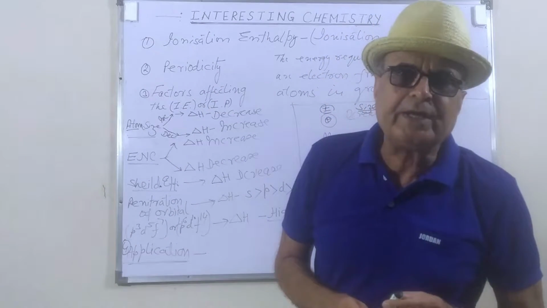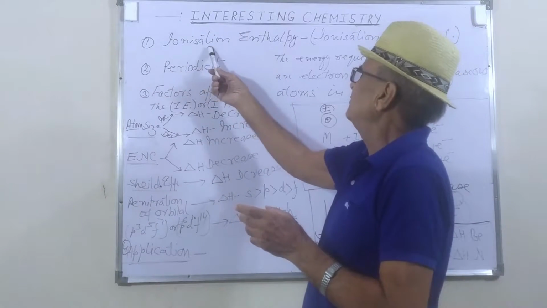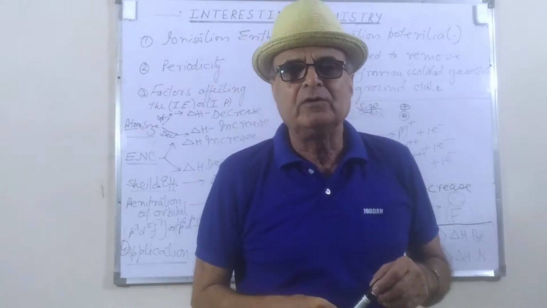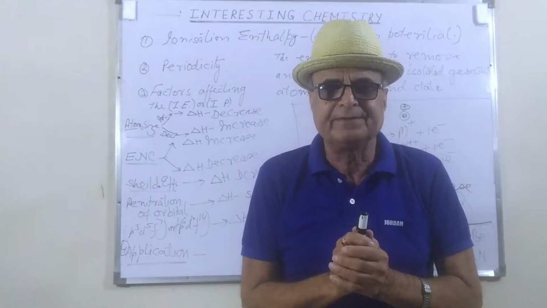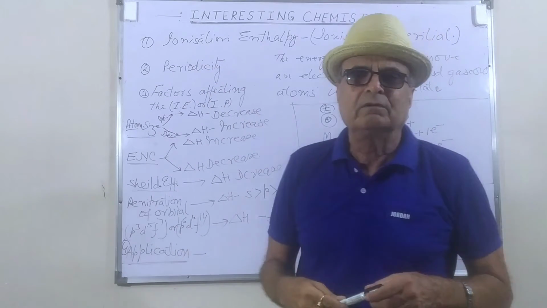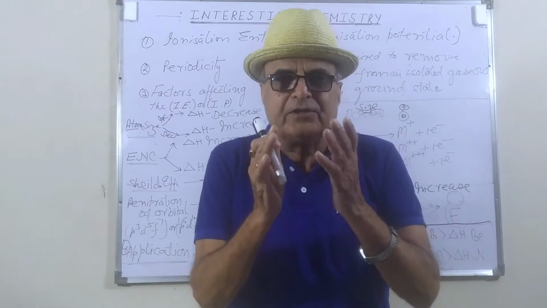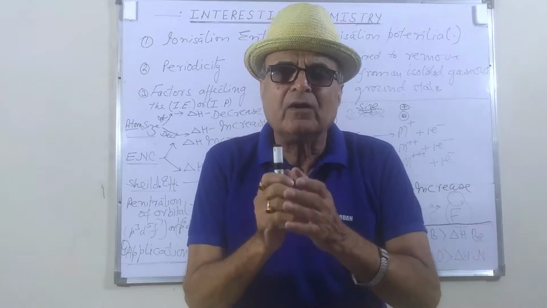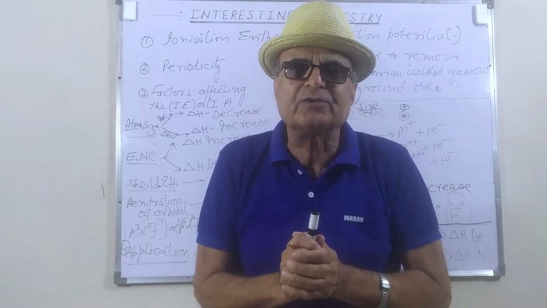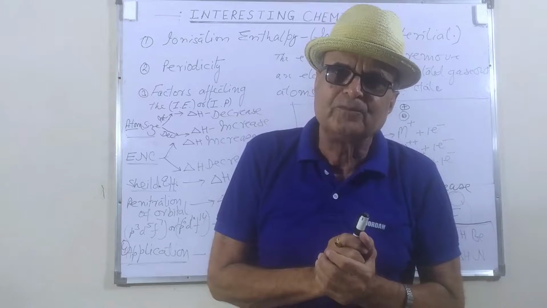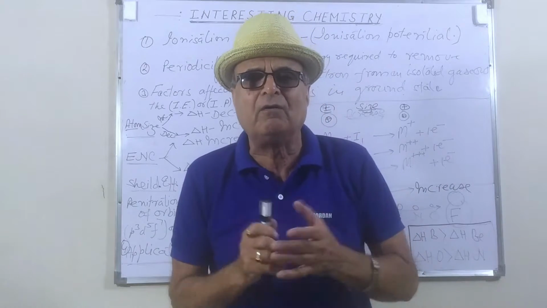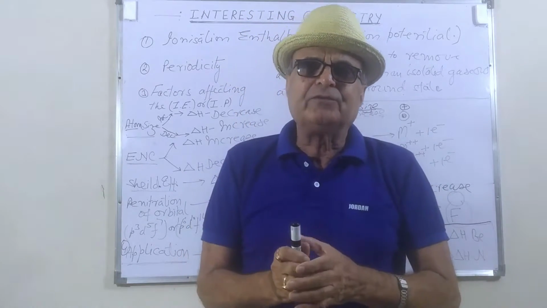So today I am going to explain the ionization enthalpy or the ionization potential. Both the terms are similar. Ionization is related to the forming of a cation, or positively charged ion, from an atom. The ionization is totally related with the formation of the cation from an atom.